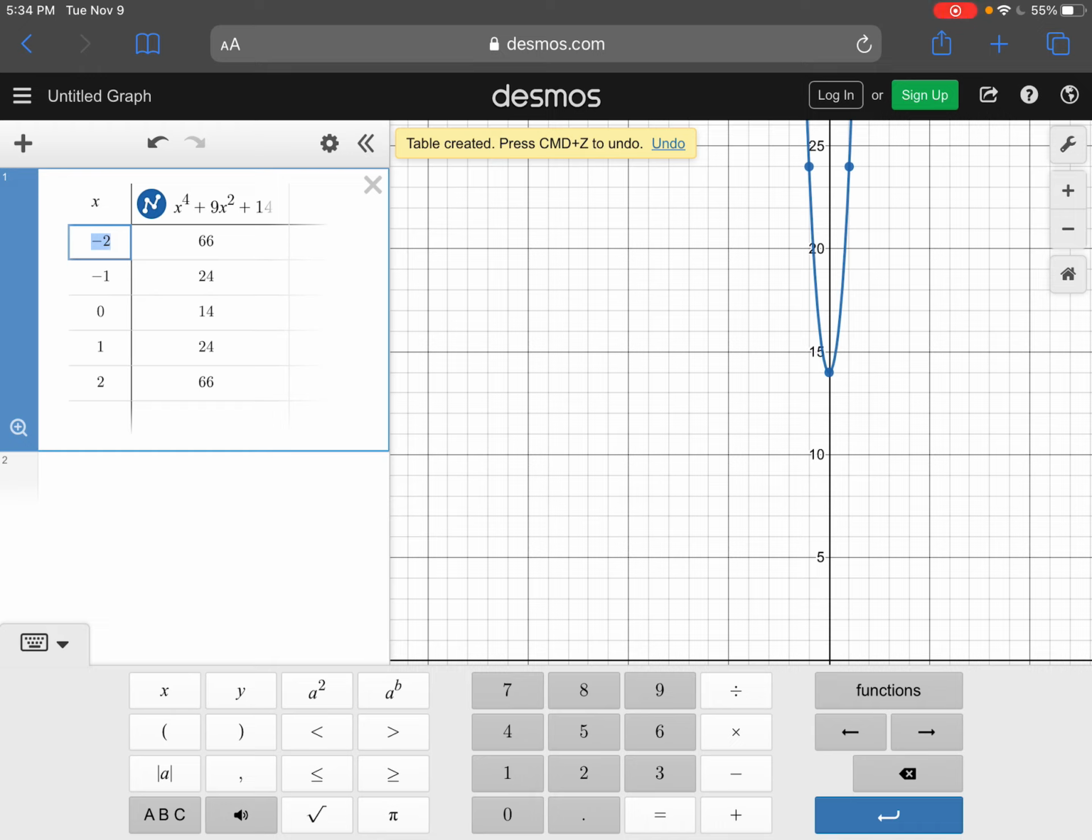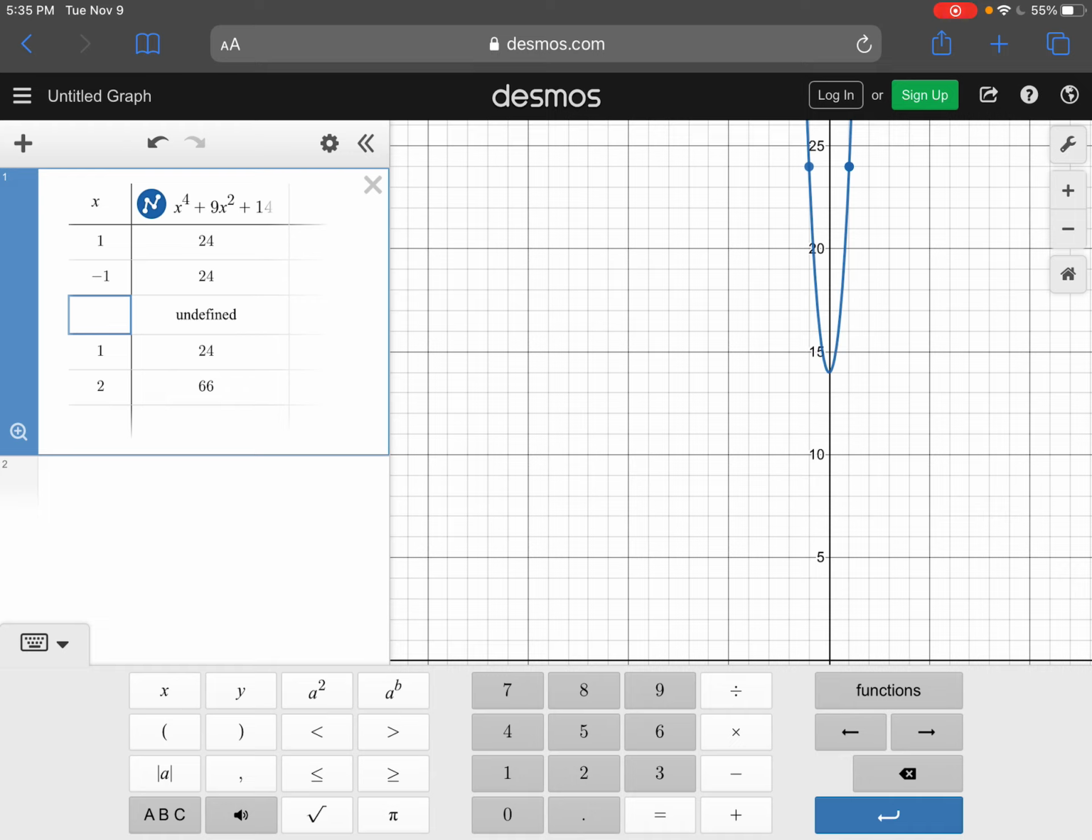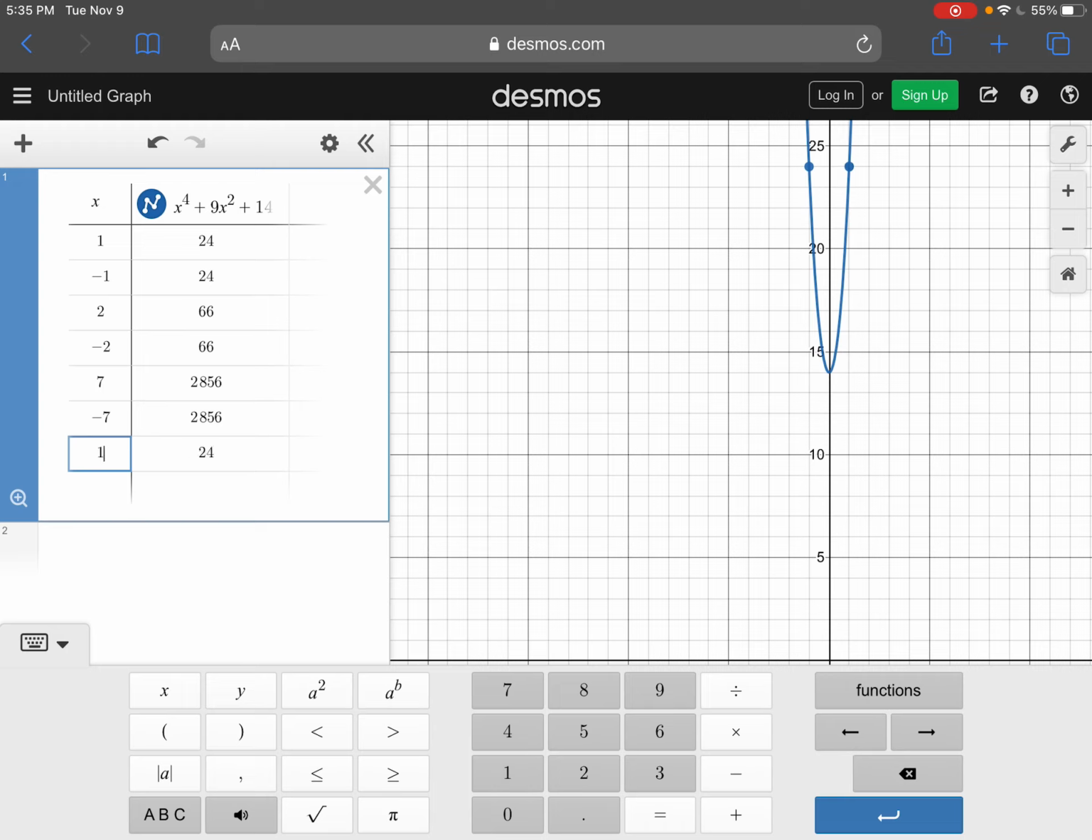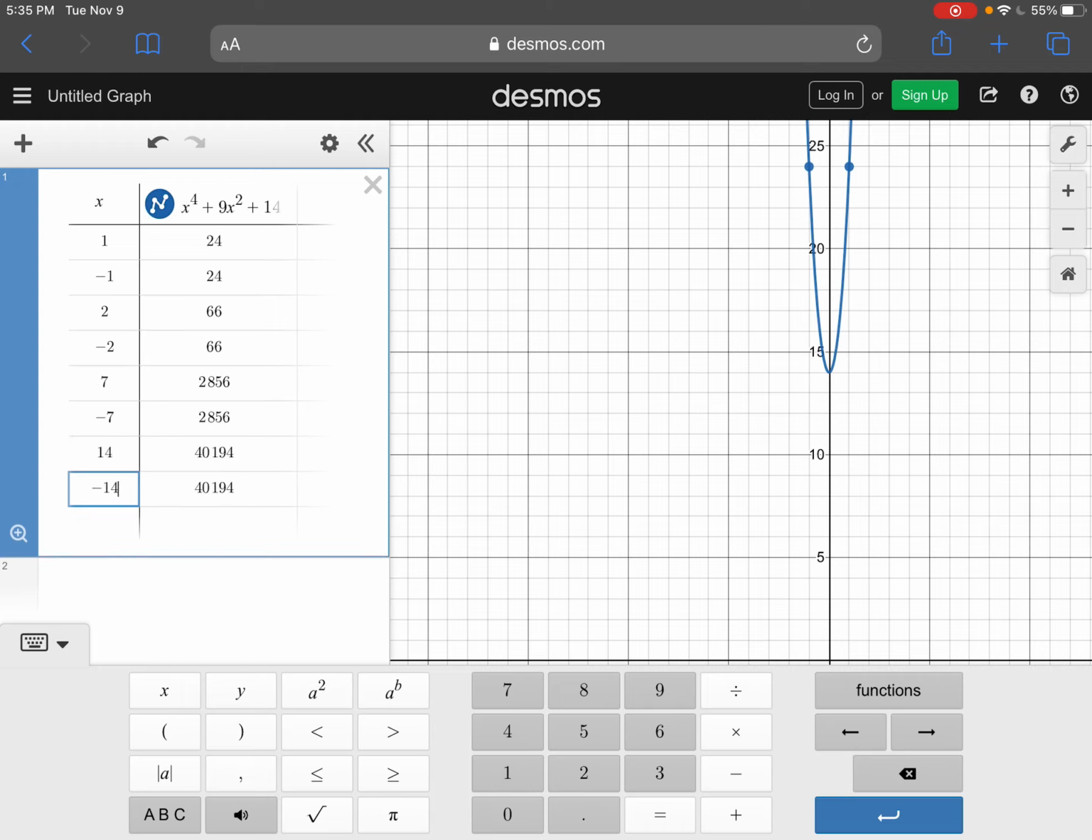So we have positive 1, negative 1, positive 2, negative 2, positive 7 and negative 7, positive 14 and negative 14. None of these are zeros. So that means that all of our solutions are imaginary.